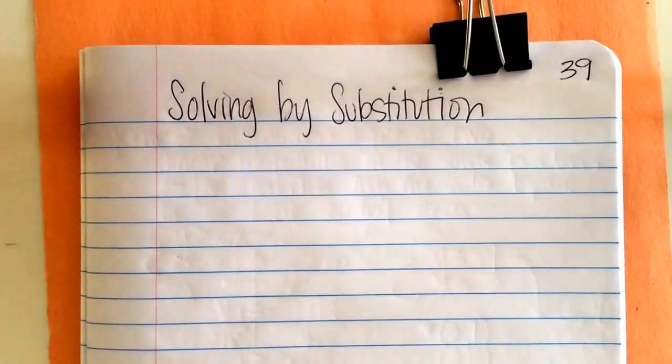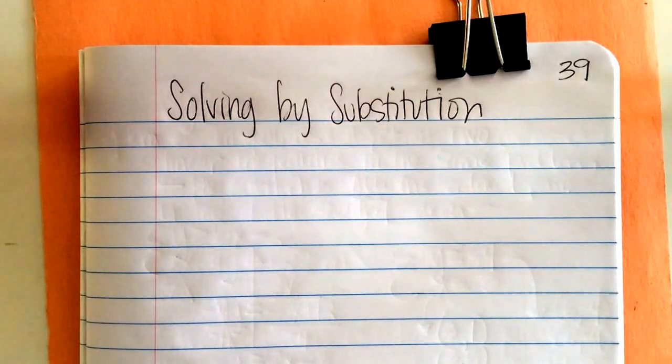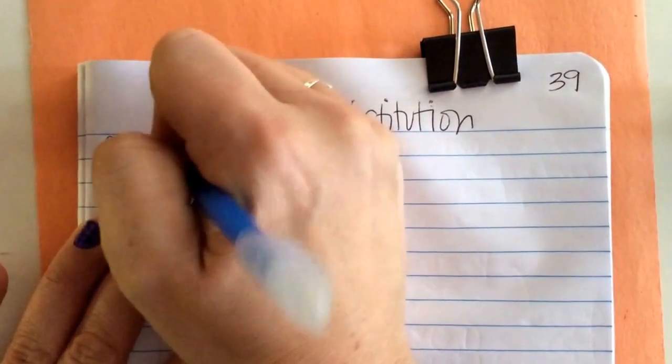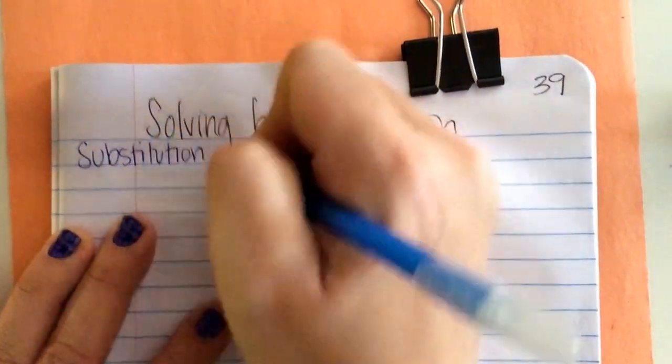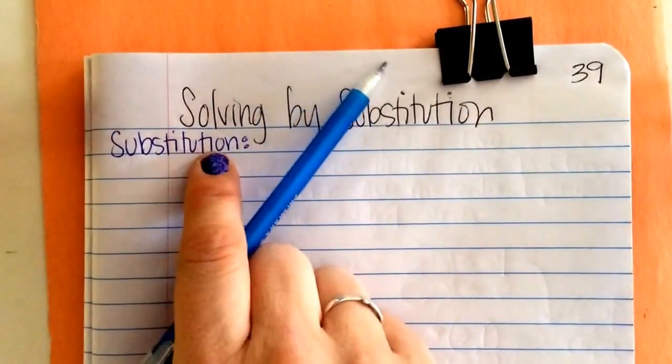Solving by substitution. So again, our answer is still a system. We're still working with two equations, and we're looking for where those two lines intersect, where they cross. So we're going to use the mathematical idea of substitution.